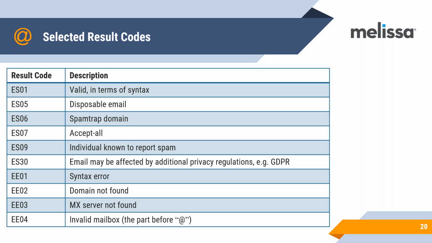As for valid, you can see there are possible gradations to valid. Not all of these gradations are relevant to all use cases, as we'll see, but we generally advise most clients to at least account for these, even if they don't do much of anything with them in their current use case. You'll recognize accept all, result code ES07 from before, and I'll discuss some other notable codes shortly.